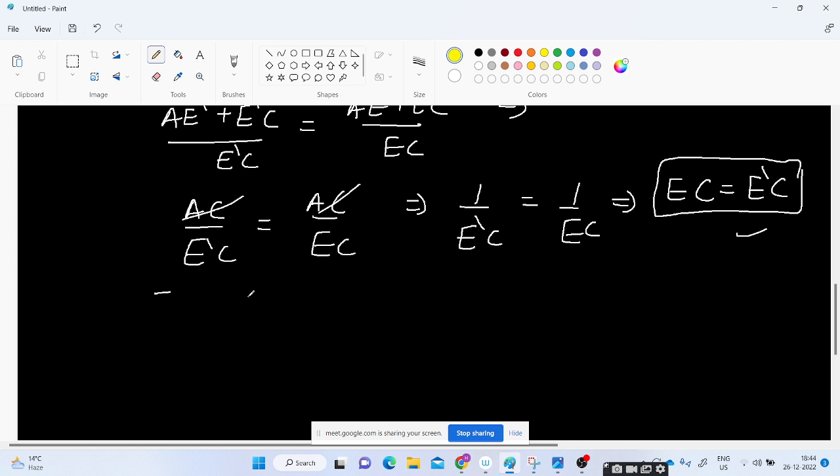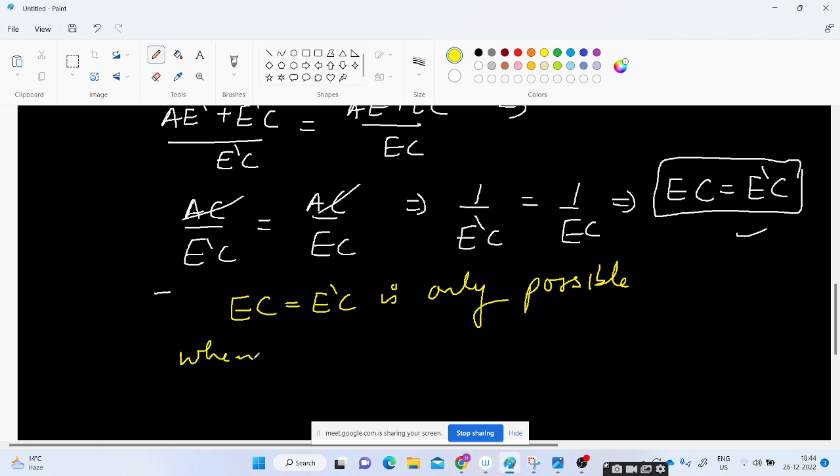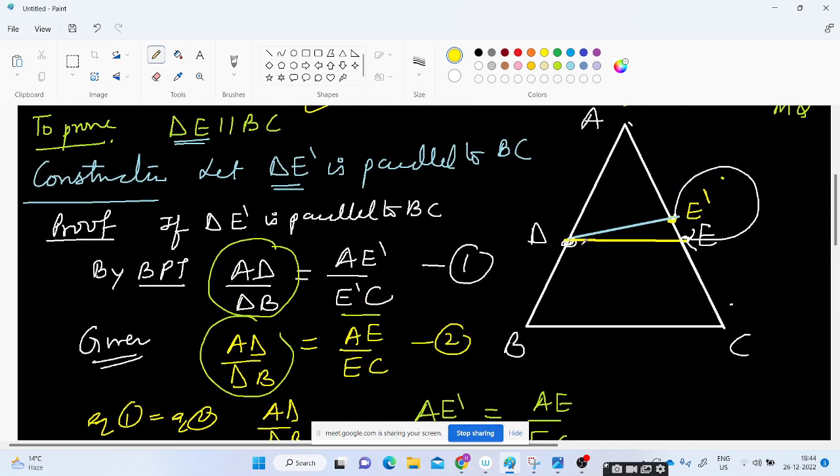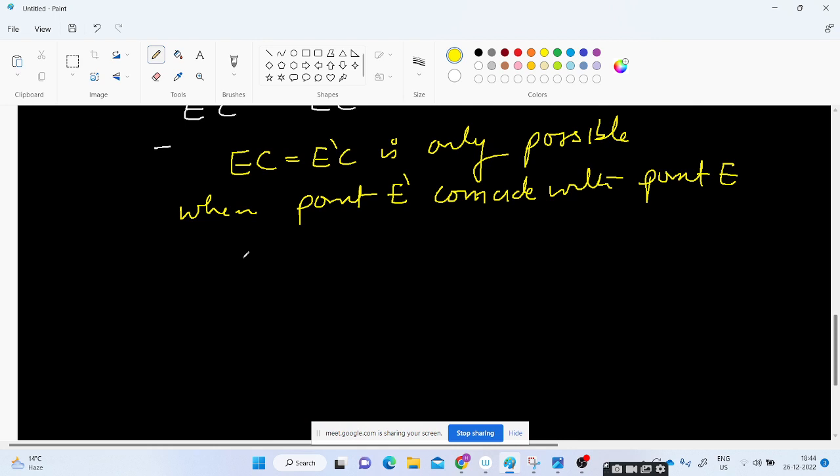EC is equal to E dash C is only possible when point E dash coincides with point E. So when this coincides, it implies that DE dash is basically DE.